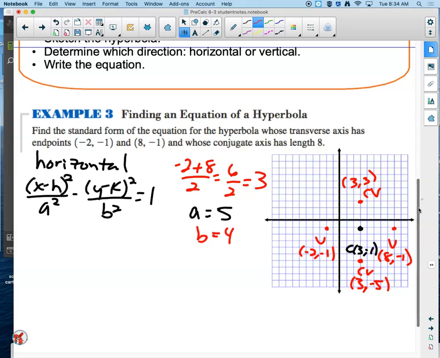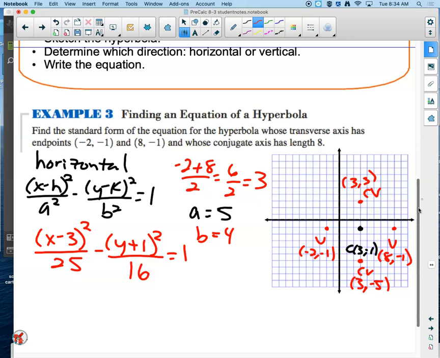To write it, that was the last piece that I needed. So I'll have (x minus 3) squared over a squared is going to be 25, minus (y minus a negative 1), which will be (y plus 1) squared over 16, equals 1. Well, let's see if there's anything else they wanted while we're here.